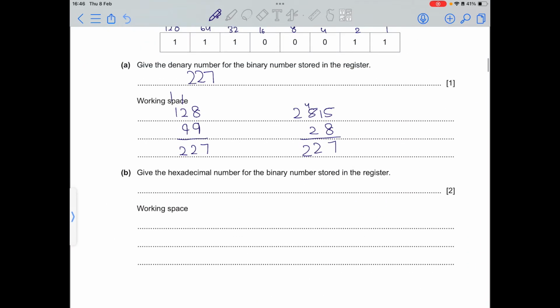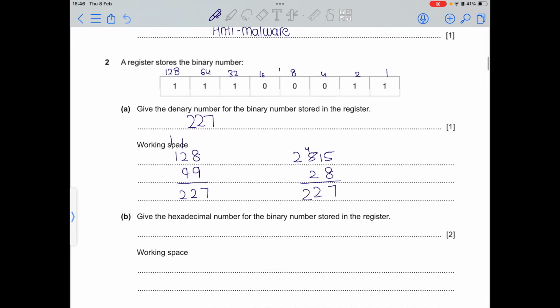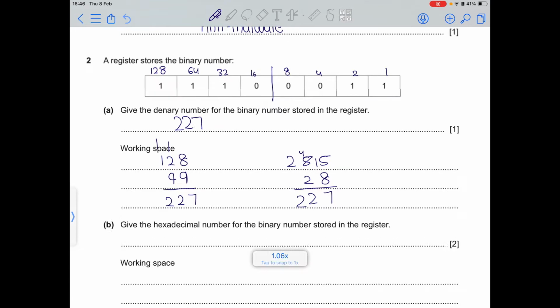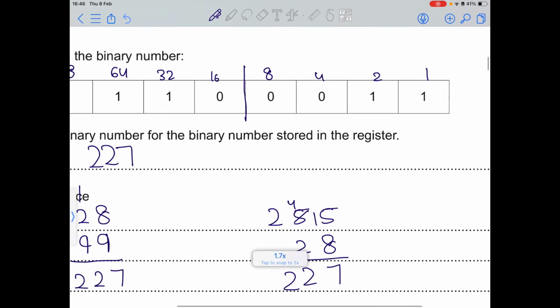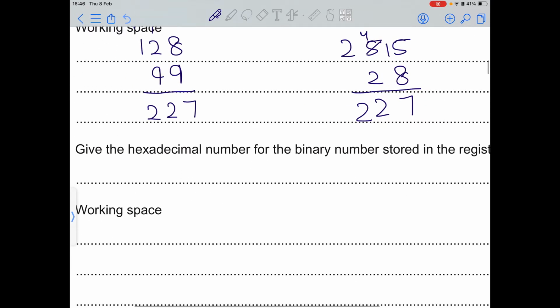Give the hexadecimal number for the binary number stored in the register. Now to find the hexadecimal number, just split it into two groups of 4 columns, starting from the right. Now you have 0, 0, 1, 1, right? So you basically check that 2 plus 1 is 3. Since hexadecimal allows from 0 to 9 and A to F, your left side digit would be 3.